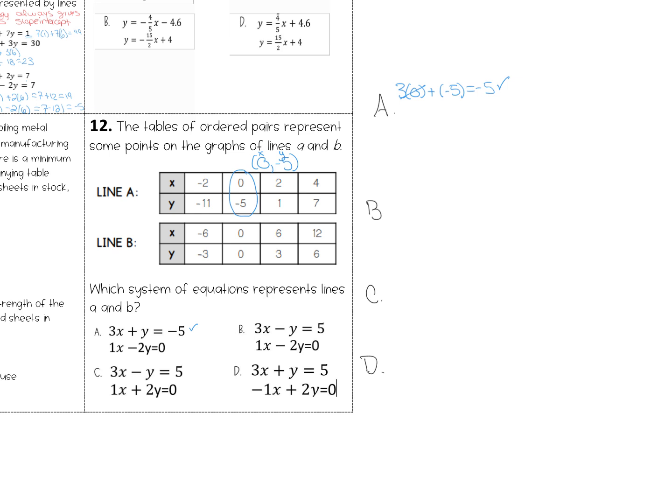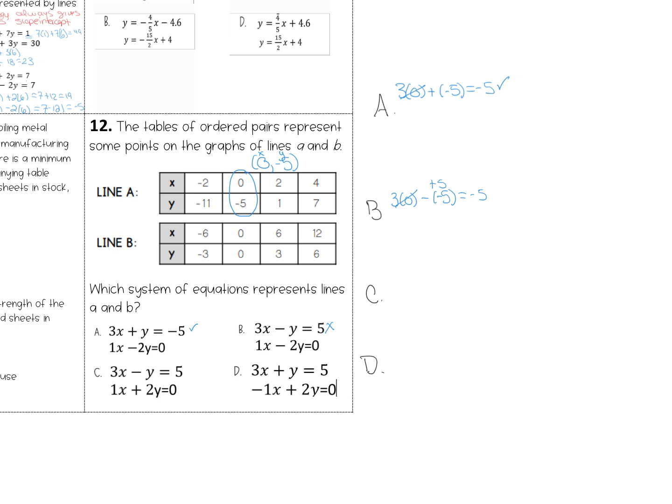And we're going to go to B. So if I go to B, I am going to use the top equation first. 3 times x, which is 0, minus, and then remember the 5's and negatives, equals negative 5. A minus makes a plus 5. Plus 5 does not equal negative 5, so this one does not work.